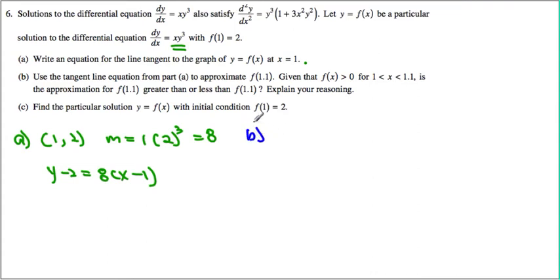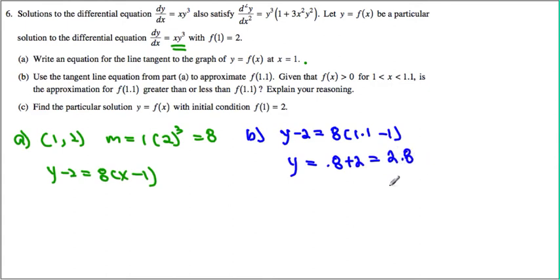Now, part B, use the tangent line from here to approximate f of 1.1, which we can do by plugging in 1.1 in place of x. Now, is it greater or less? In fact, that portion can be done by concavity. So let's look into this one. y minus 2 is equal to 8 times 1.1 minus 1. Then we realize that y is equal to 0.8 plus 2, which is equal to 2.8.